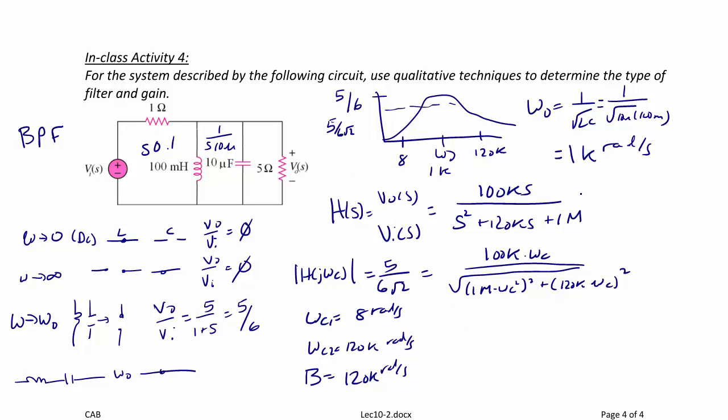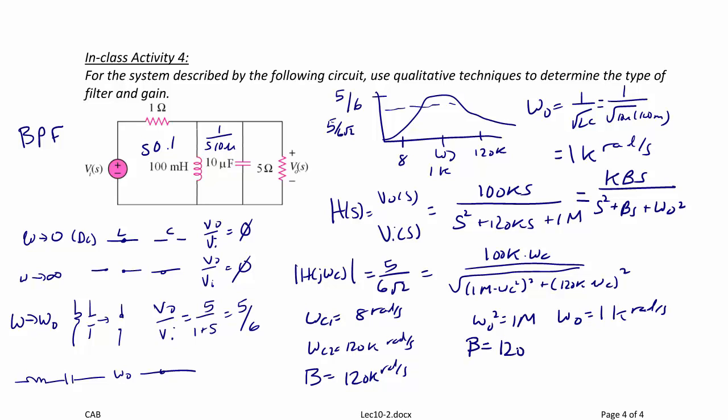Another way to find the resonant frequency would be to compare the transfer function to the standard form for a bandpass filter, which would look like K beta S over S squared plus beta S plus omega naught squared. And using this, you would see that omega naught squared is equal to 1 meg, or as we found before, omega naught is equal to 1 kiloradians per second. And since K is 5/6, and we see beta in the denominator is 120, we would see immediately that beta is equal to 120 kiloradians per second.